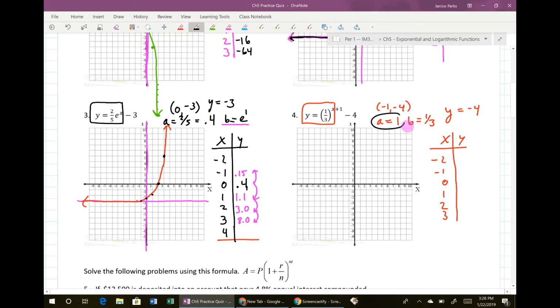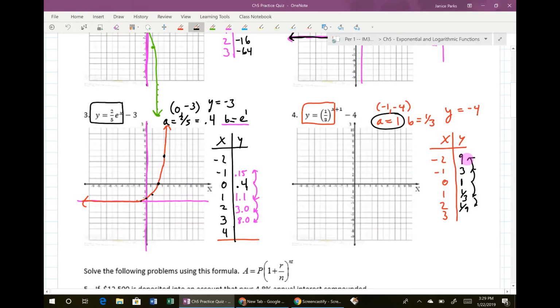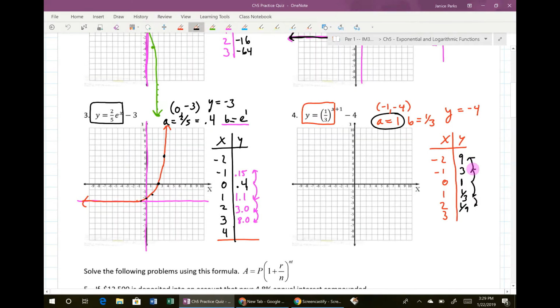The A value is 1, so that's here. Then the multiplier is 1/3, so I'm multiplying by 1/3, multiplying by 1/3 again, that makes a 1/9. And then dividing by 1/3, which is the same thing as multiplying by 3. So that gives you 3 and 9. I'm going to go ahead and draw the HK here.